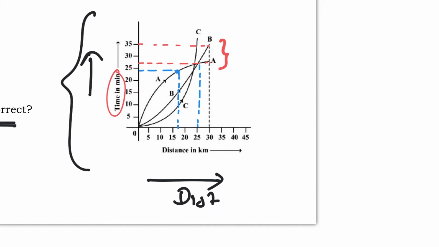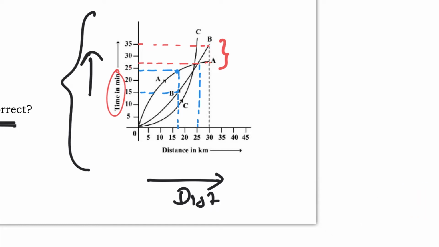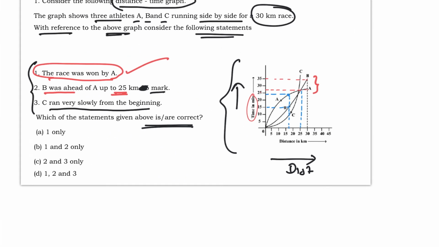Okay, somewhere around 24 minutes, A will be covering between 15 to 16 or 17 kilometers. Okay, so B will be covering the same distance in and around 15 minutes, friends. Okay, the same distance is covered by B at 15 minutes, whereas the same distance is covered by A around 24 minutes. Okay, so it means that B was ahead of A, still the 25-kilometer mark. Okay, so till the 25-kilometer mark also the same reference is given. So the second statement is also correct, my dear friends.